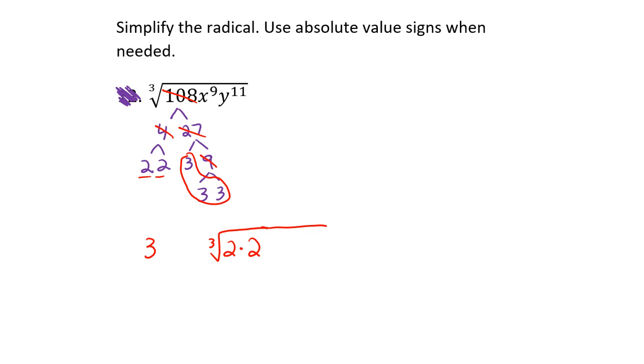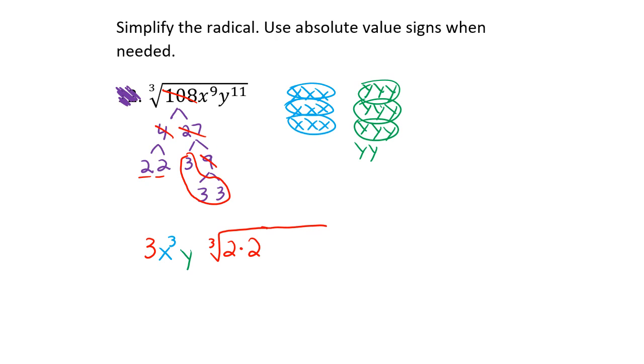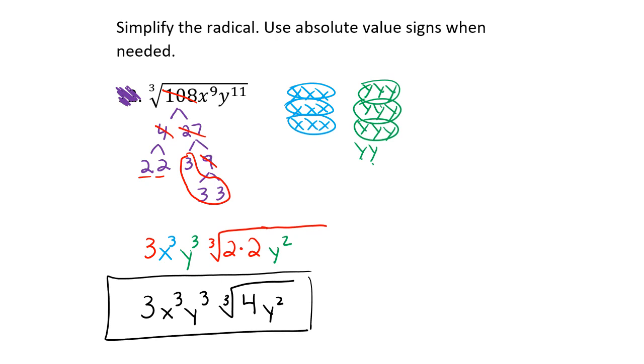We have 9 x's, 1, 2, 3, that's 3, 6, and we have 9. 1 circle, 2 circle, 3 circle, x to the 3rd. We have ourselves 11 y's, 1, 2, 3, 6, 9, 10, 11. 1, 2, 3 circles, y to the 3rd. We have 2 y's that didn't get circled, so they'll go inside the radical. Just going to clean it up. We have 3, x to the 3rd, y to the 3rd, cube root of 4y squared. Now our index is odd, so we don't have to worry about absolute value signs.